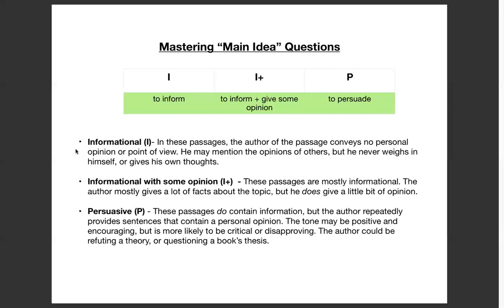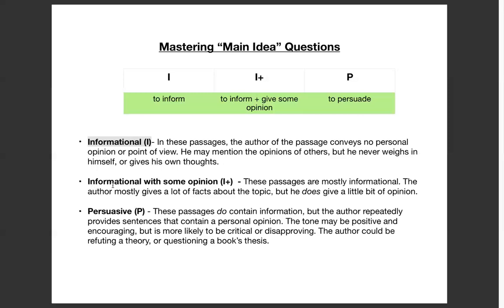So informational passages: here the author gives no personal opinion whatsoever. He's not offering a point of view. He may mention opinions, but he'll always mention them in the context of other people. There might be language like, some scientists or proponents of theory A believe, but he never personally weighs in himself or gives his own thoughts. Those are probably the most common GMAT passages, to be honest. The passages on the GMAT are not too thrilling or opinionated or exciting.